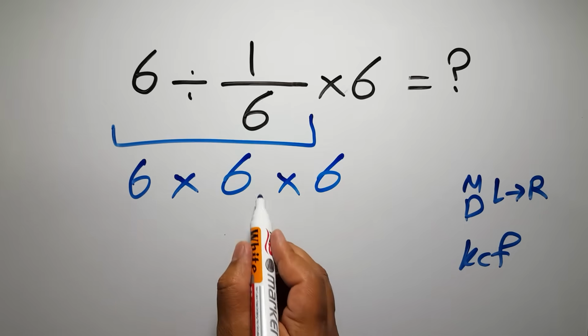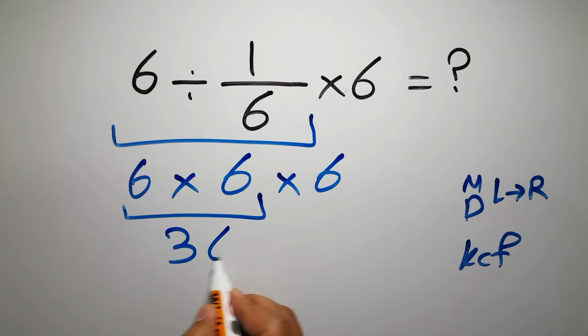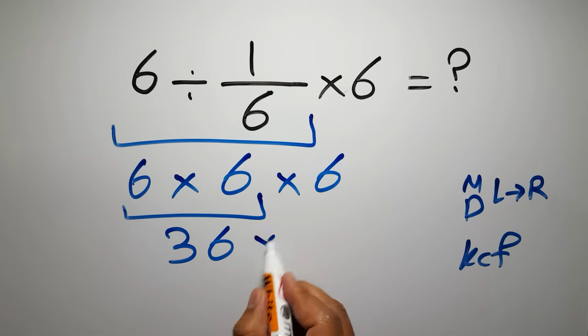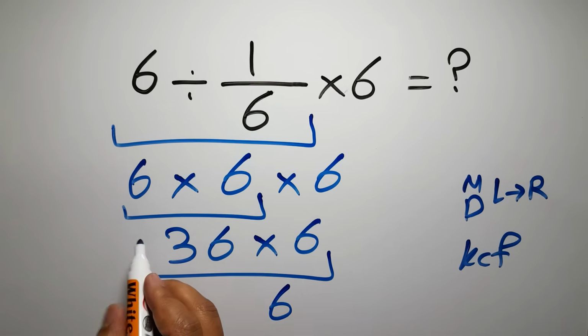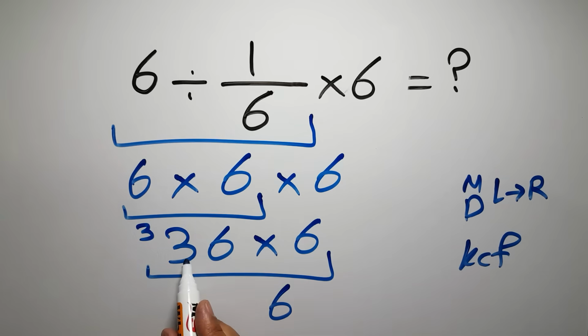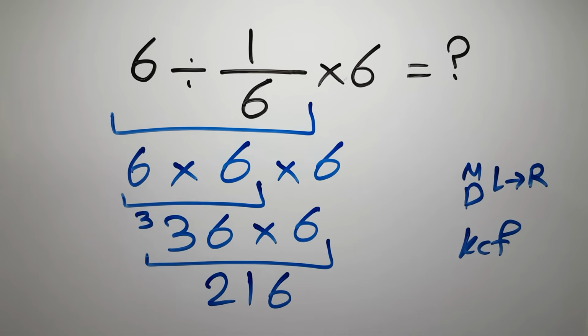6 times 6 gives us 36, and times 6. And this is equal to 6 times 6 gives us 36. We write 6 here and carry 3 here. 6 times 3 gives us 18, and 18 plus 3 gives us 21. So we have 216. And this is our final answer to this problem.